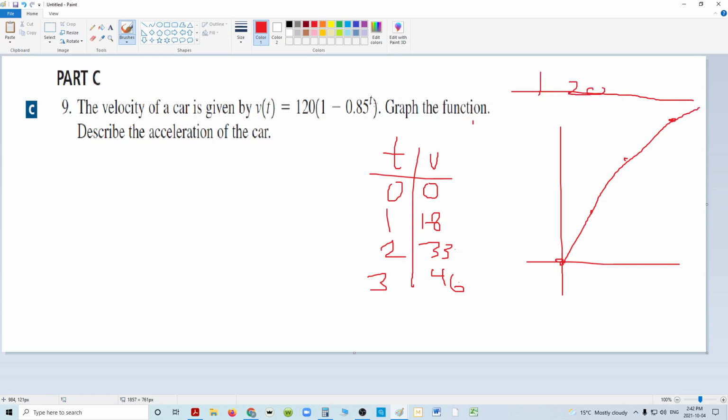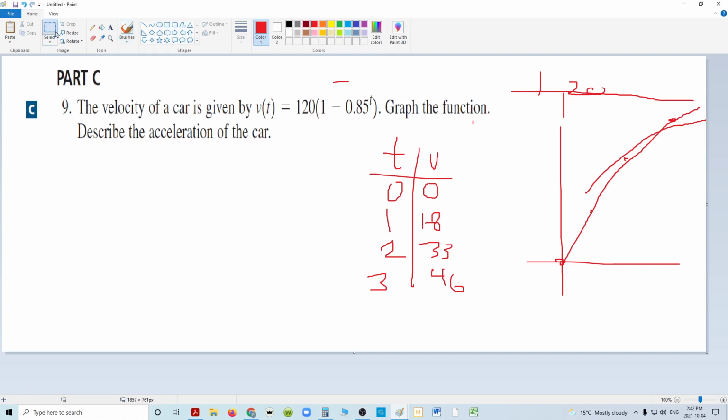And how do I know that? Because if I turn this into infinity, it becomes almost minus 0, but not quite. And 120 times a little less than 1 will always be below 120. So I'm going to have this thing like that.